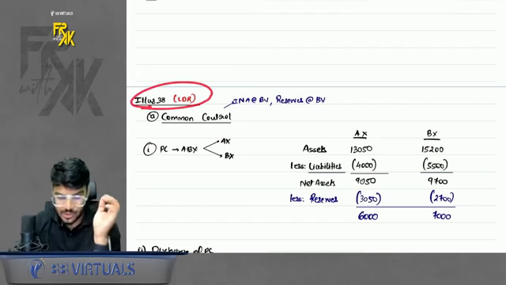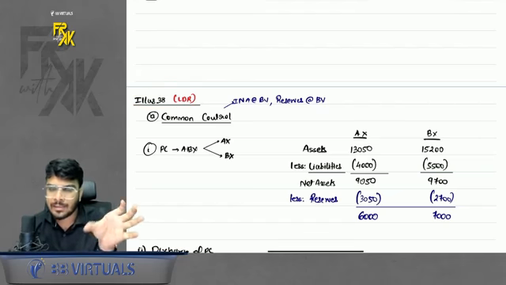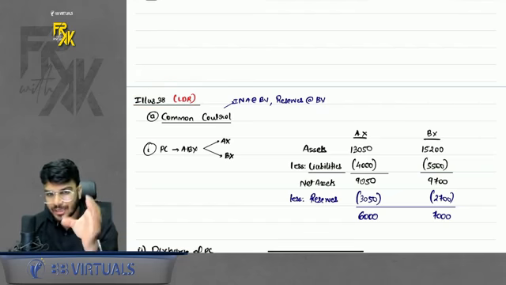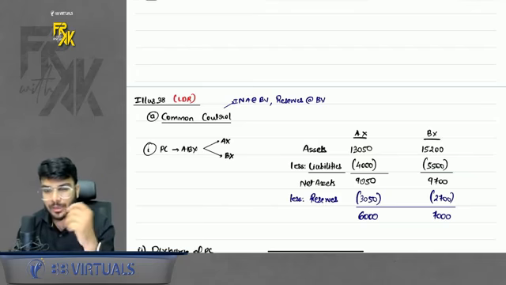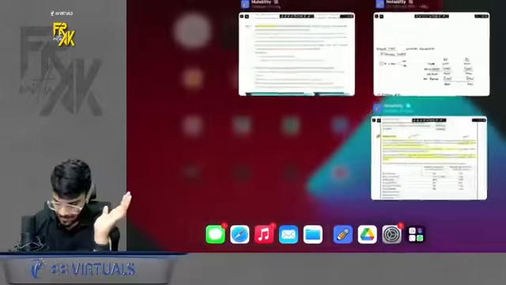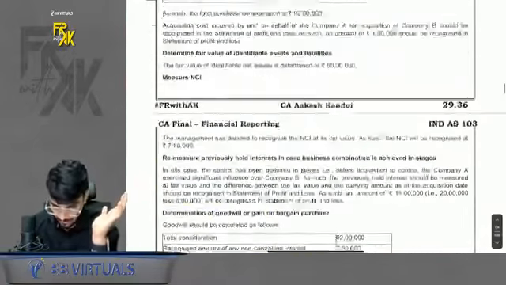Now the best question, I feel, of Index 103, considering the fact that it covers 2 concepts. It covers common control also, and it covers reverse acquisition also. So let's move on to that question. That is illustration number 38, I guess. Come.